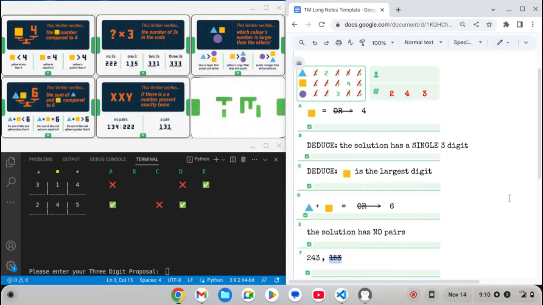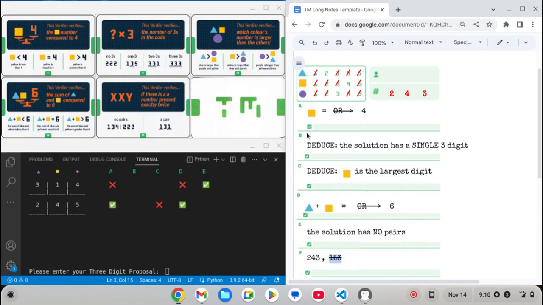Okay, so the sum does have to be 6. So that is correct. I can't see how triangle and square could be anything else but 2 and 4. We confirmed A, that square is 4, forcing triangle to be 2. We deduce that there is a single 3. Since square is the largest, circle cannot be the largest. It failed. Circle can't be the largest, so it has to be square.